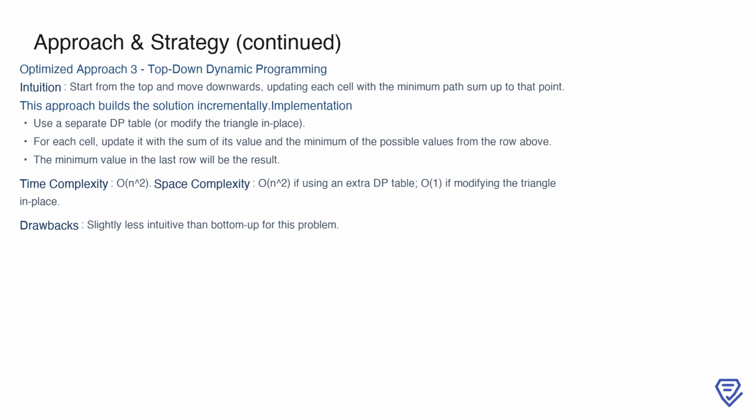If we use an extra DP table, the space complexity is n squared, but modifying the triangle in place reduces it to 1. Despite its viability, the top-down approach is not as naturally aligned with the problem structure as the bottom-up method, which directly addresses the subproblems in the order they are needed.